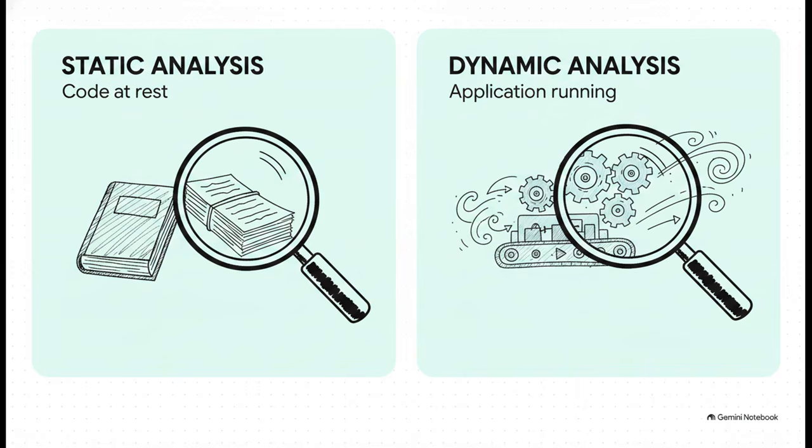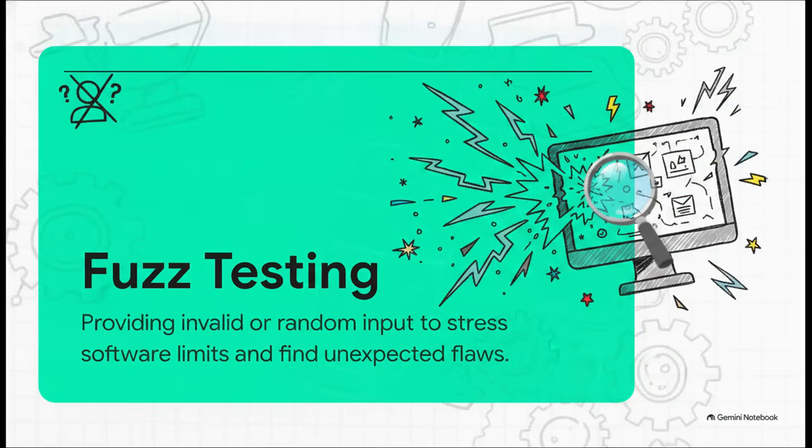DAST is often your only option when you deploy third-party applications where you don't have access to the underlying source code. It often utilizes synthetic transactions, which are scripted transactions with known expected results, to verify performance and security in runtime. One highly specialized dynamic testing technique is fuzz testing.